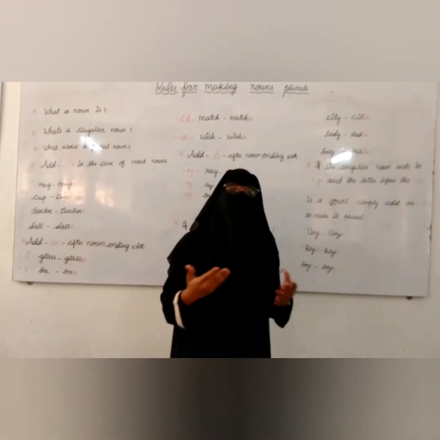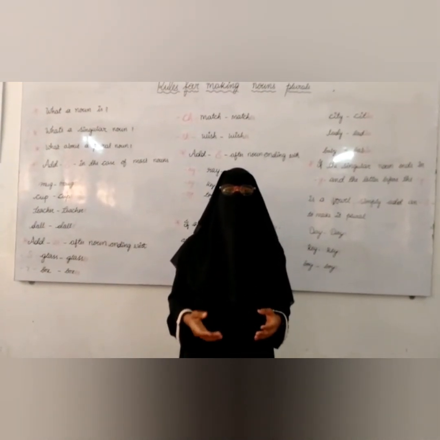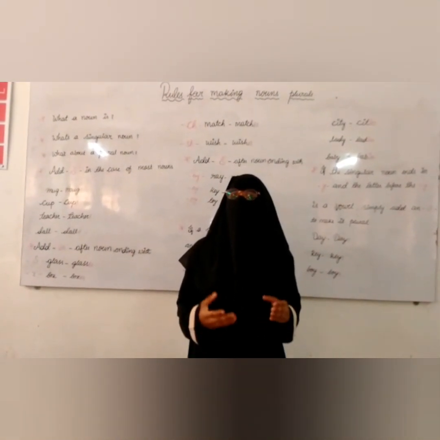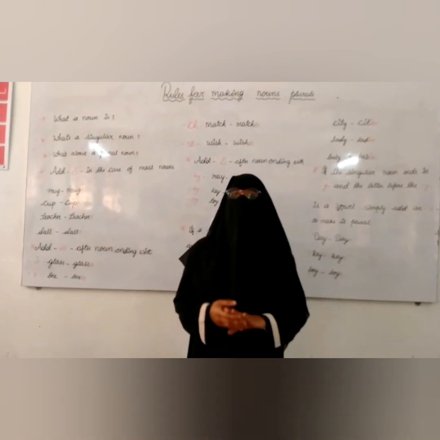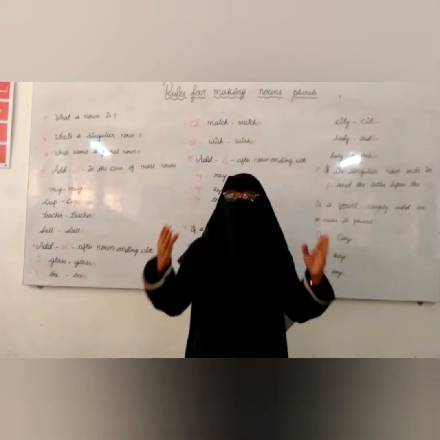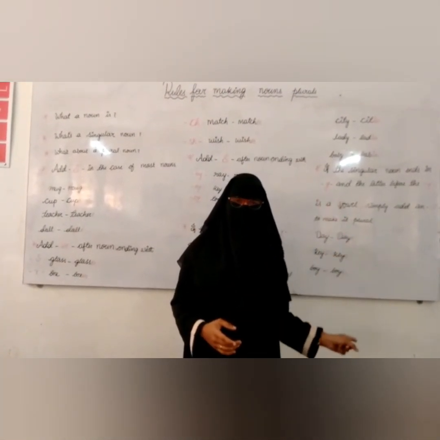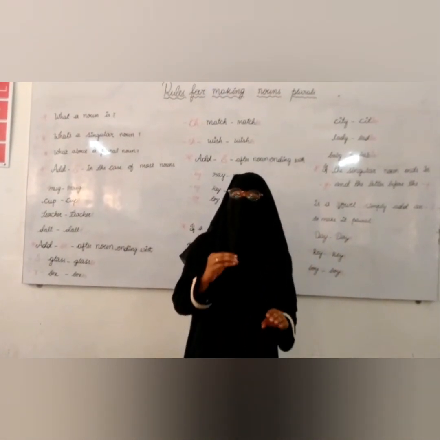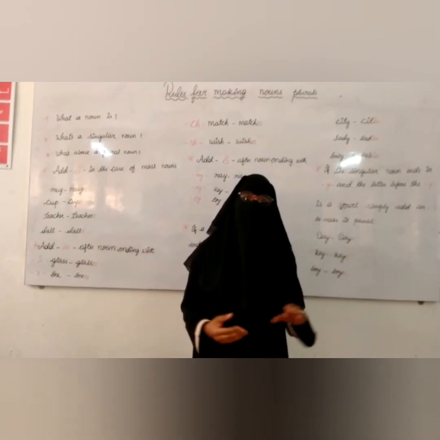Then, what's a singular noun? A singular noun names one person, place, thing. And what about a plural noun? A plural noun names more than one person, place, thing. Most singular nouns are made plural by simply putting an S to their ends.